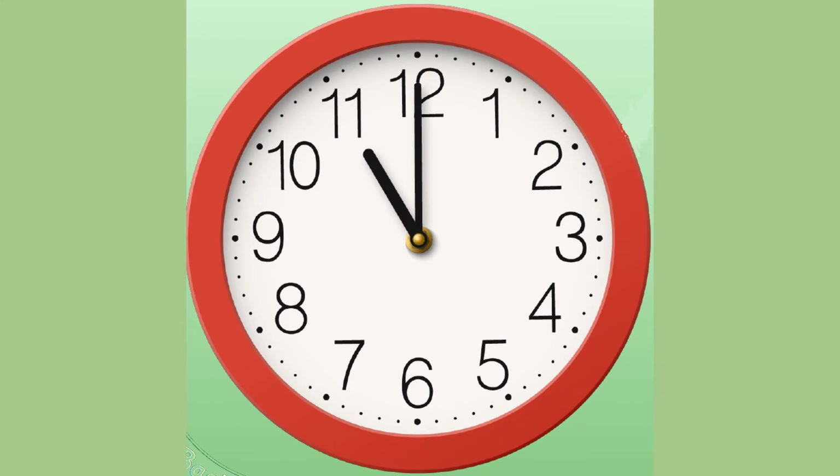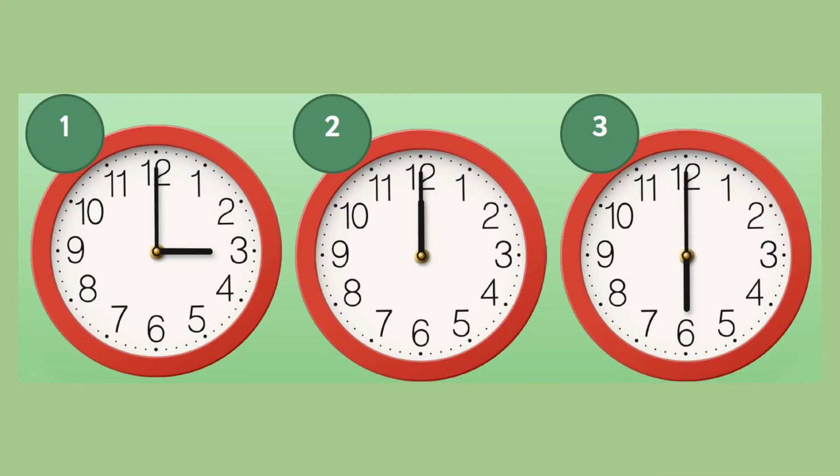So what time is this clock showing? This clock is showing 11 o'clock. Which clock is showing 6 o'clock? Is it clock 1, 2 or 3? It's clock 3, because this clock has the minute hand pointing to the 12 and the hour hand pointing to the 6.